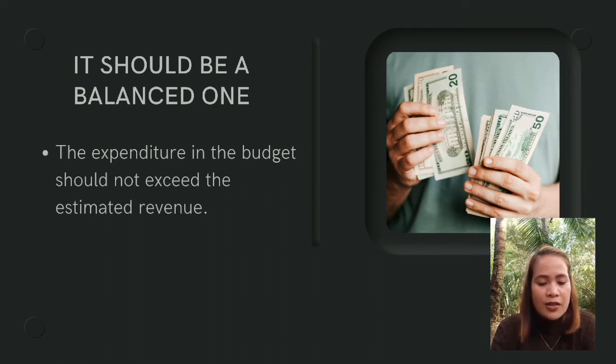Estimated revenues more than estimated expenditure is called surplus budget. Kung ang imong income, ang kita or income mas dako sa imong gasto, mao siya ang ginatawag nga surplus budget. Estimated expenditure more than the estimated revenues is called deficit. Kung ang imong gasto mas dako sa imong kita, mao siya ang ginatawag nga deficit.